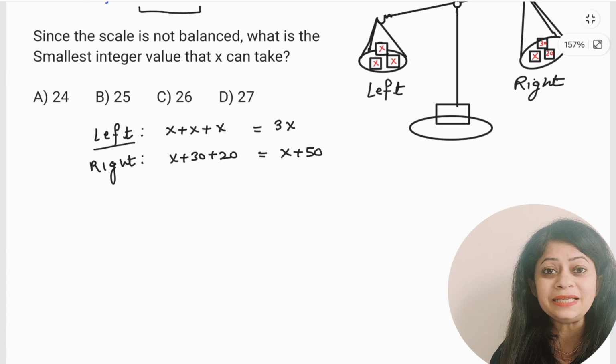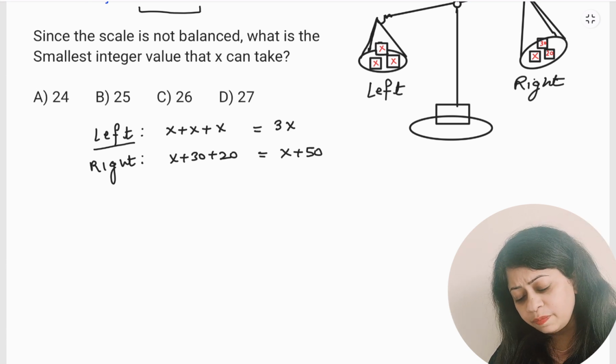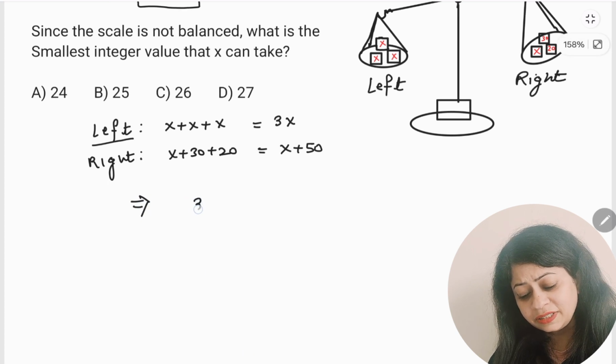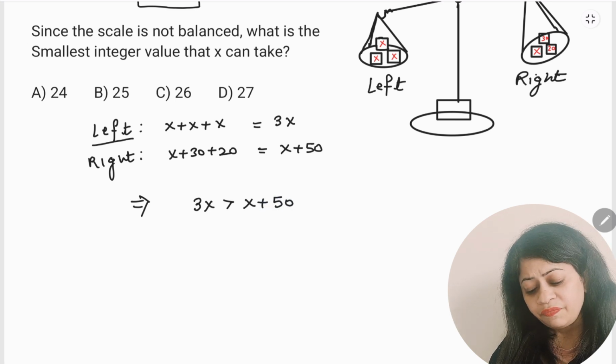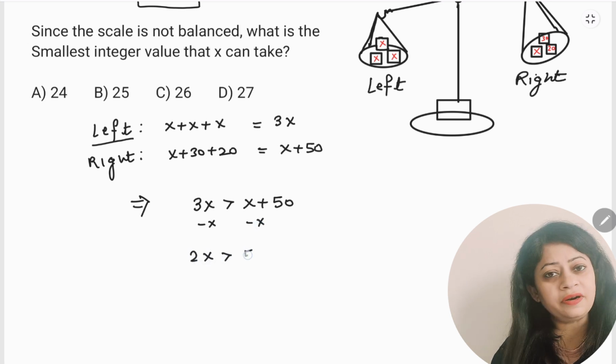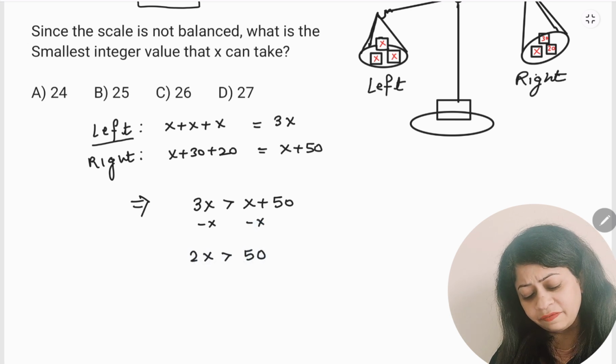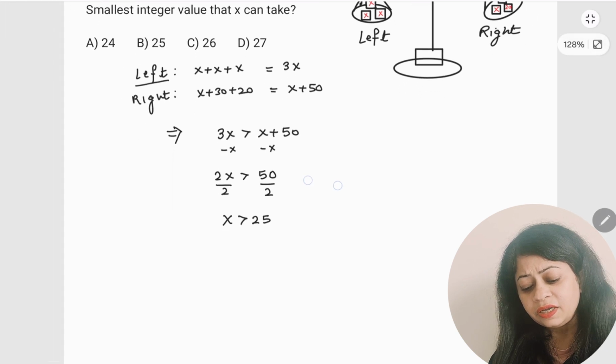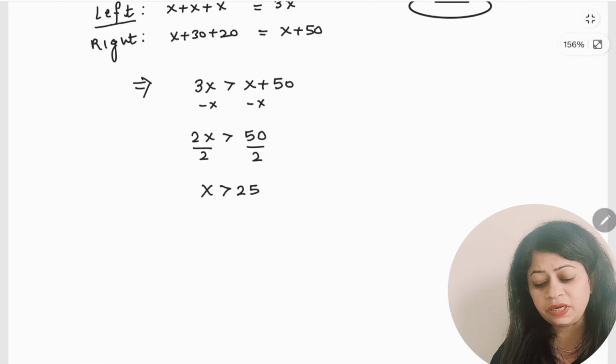They say that the scale is unbalanced and it is heavier on the left hand side. So this implies that 3x is greater than x plus 50. If I subtract x from both sides, I get 2x is greater than 50. Now if I divide by 2 on both sides, x is greater than 25.